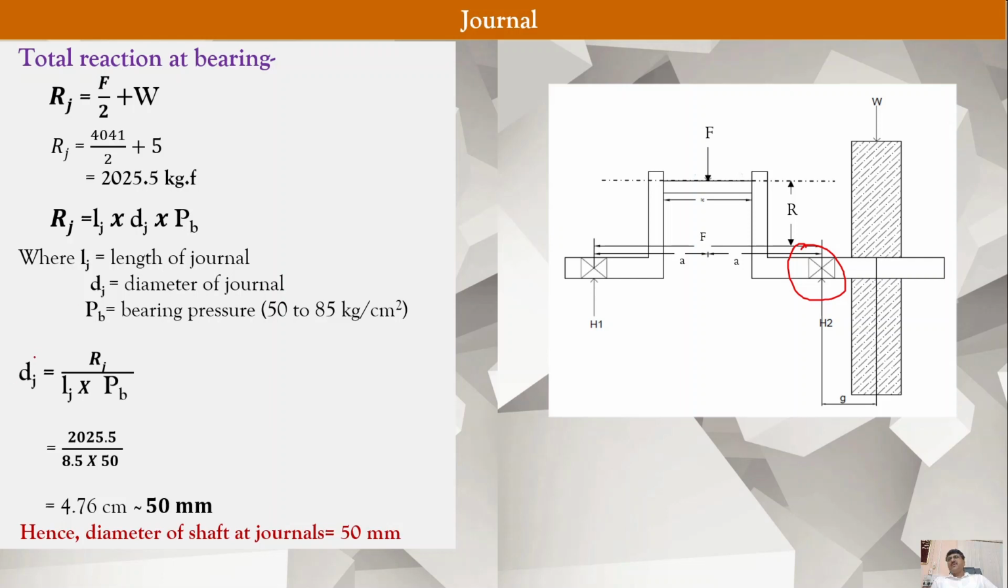So substituting the values here, the diameter of journal will be reaction at bearing, 2025.5, divided by length of journal, 8.5 centimeters, already calculated previously, and PB is the bearing pressure. Let the value of PB be 50 to 85 kg per centimeter square. Substituting these values, diameter of journal is 4.76 centimeters, which is approximately 50 millimeters. So this is about design of journal.